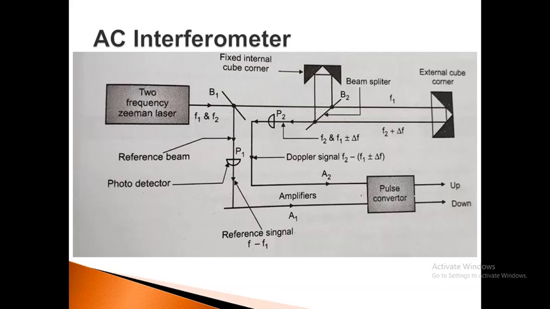In the case of an AC laser interferometer, position information is carried as phase deviation rather than as signal amplitude deviation, thus giving a much improved signal to noise ratio. So this is the laser interferometer.